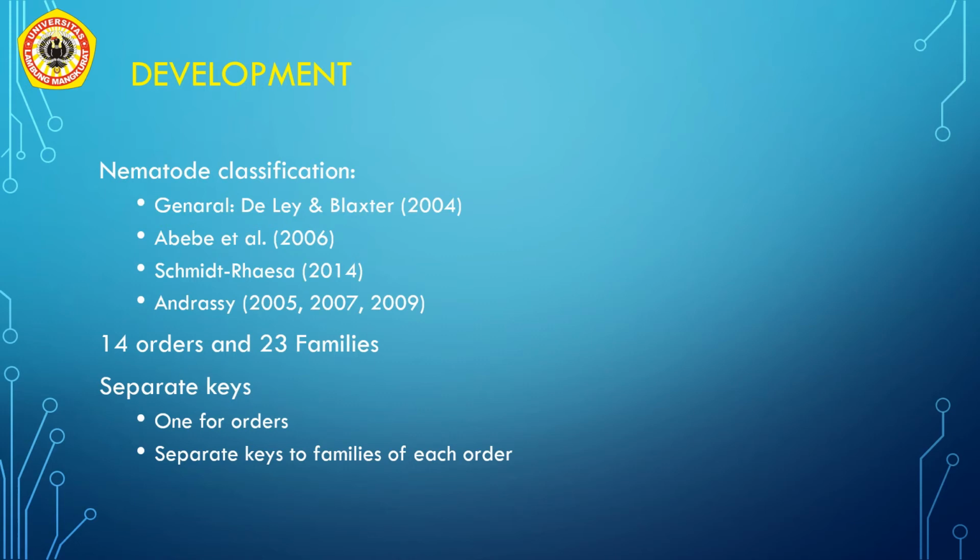And in developing the key, I decided to make separate keys instead of one all-inclusive key. So there is one key for orders of nematodes, and then followed by separate keys to families of each order.